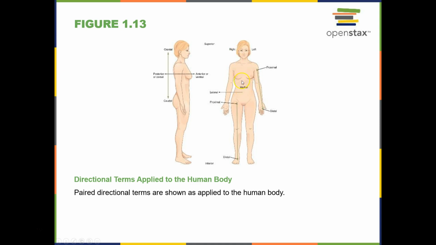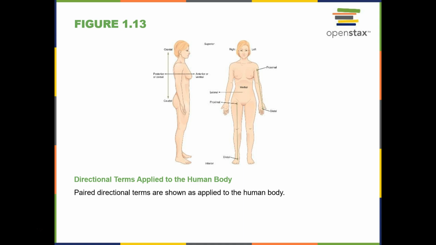Medial is towards the midline of the body. Lateral is towards the sides of the body or away from the midline of the body. Now this is where it gets confusing. Proximal and distal are only used when you're dealing with the arms and legs, your appendages. And I always tell students to remember, appendage has P's and D's. Proximal and distal has P's and D's.